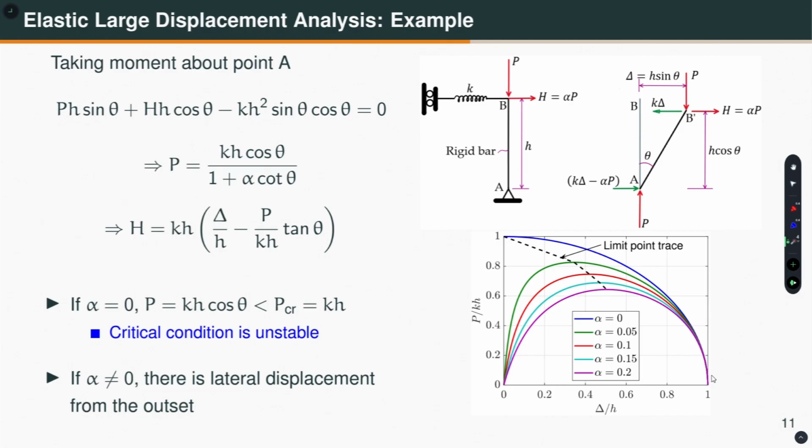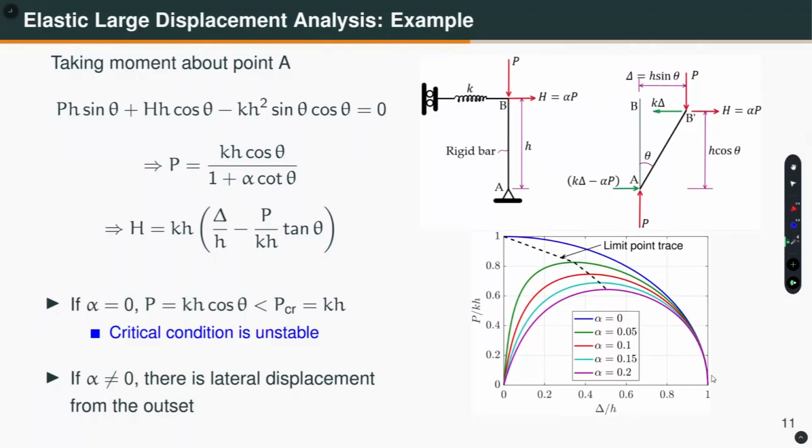Now, let us consider alpha is not equal to 0, that means there is some lateral load. Okay. So, what will happen? If you have a lateral load, there will be displacement in the lateral direction right from the beginning, and now if you keep on increasing the vertical load, what happens? Then I can plot this equation. If I plot this equation P by kh with delta by h, then this is how it goes for different values of alpha. So, this green one is alpha equal to 0.05, then this red is alpha equal to 0.1, this is 0.15.